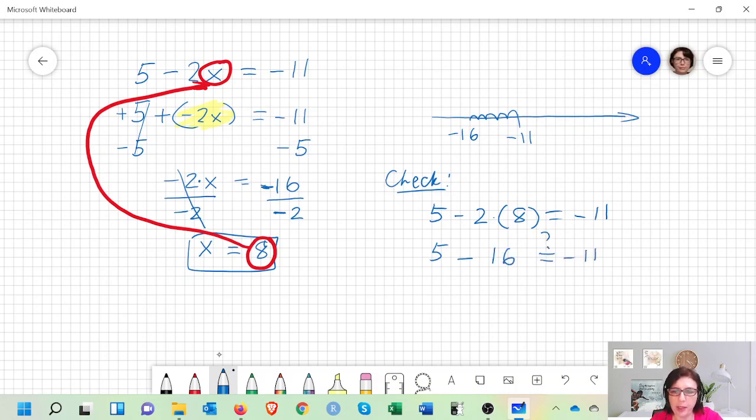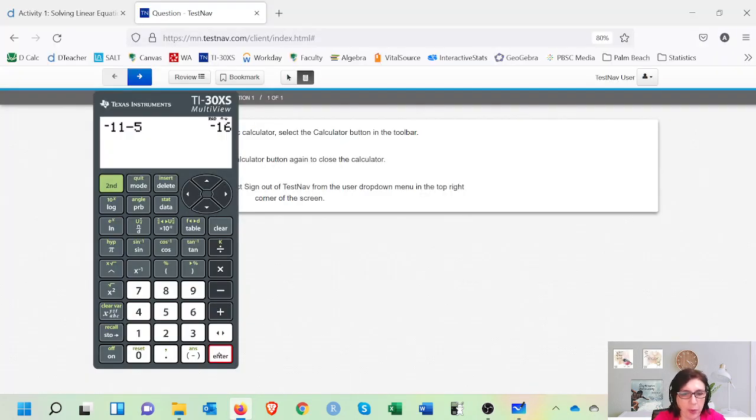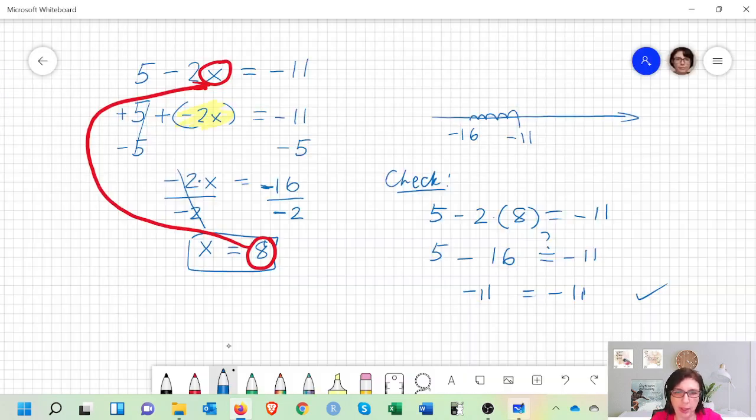Well, 5 minus 16. So remember, imagine that you have a 5 and a 16. What happens is you basically start with the 5 and go 16 to the left. Where are you going to wind up? Are you going to wind up with negative 11? Yes, you do. So that's negative 11 and also negative 11 on the other side. Check. Again, if you don't believe me, you can just put 5 minus 16 on a calculator. It tells you that that's negative 11. So as long as you have the same number on both sides, that means that you got the right answer. That's it.